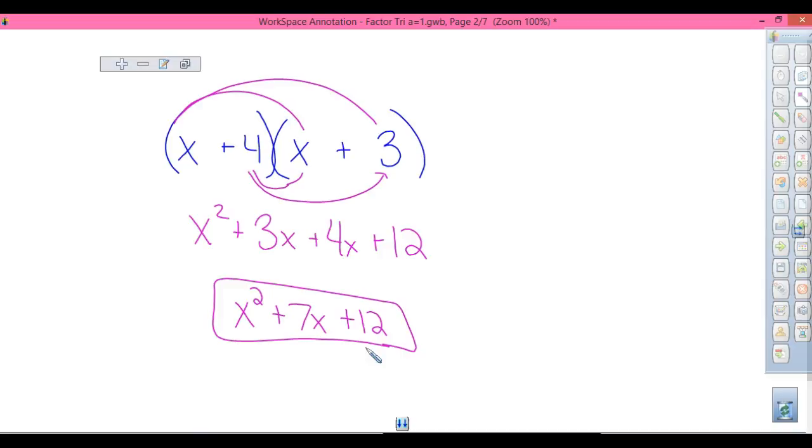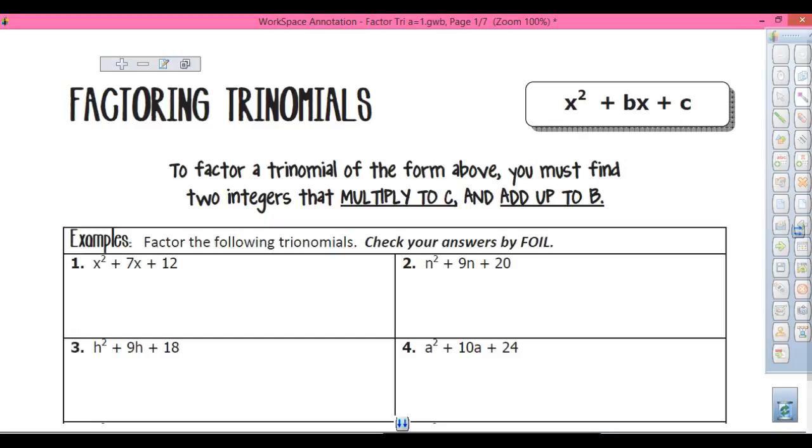Okay? So, if I am going to reverse this like we did yesterday and factor it, we need to find two numbers that multiply to 12 and add up to 7. So we're going to multiply to the last number, add up to the middle number.